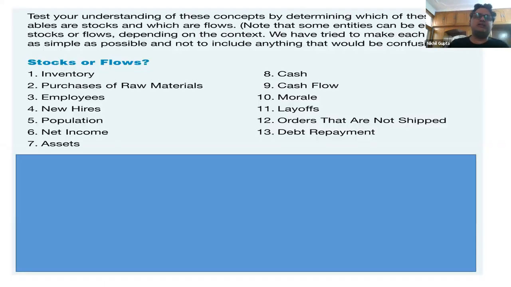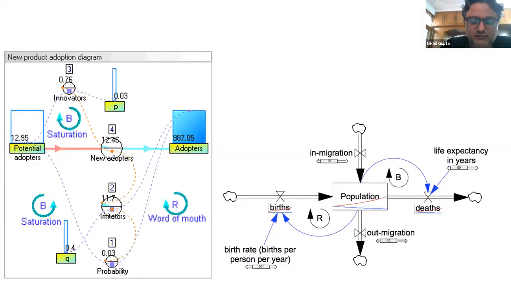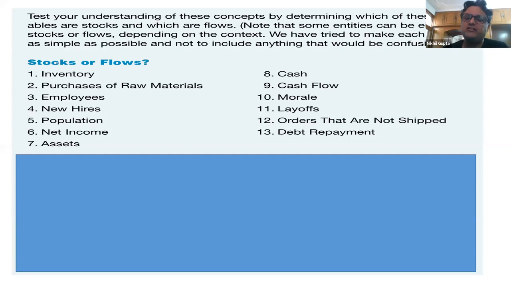So let's do a quiz here, and then I will teach you about flows. Is inventory a stock or a flow? Stock, meaning like adopters, this is a stock. So is inventory a stock or a flow? Stock. Is purchase of raw material a stock or a flow? Stock. Think again. Purchase is a flow, because it's a rate of purchase. The rate of purchase coming into a system, right? The rate of inventory coming into the system. The rate of inventory is not inventory, right?